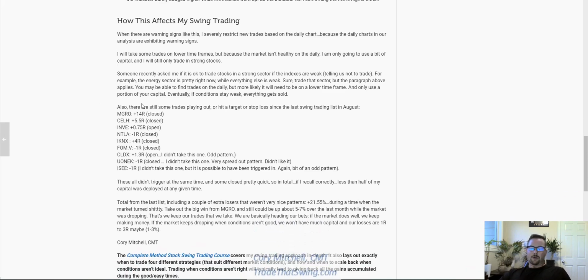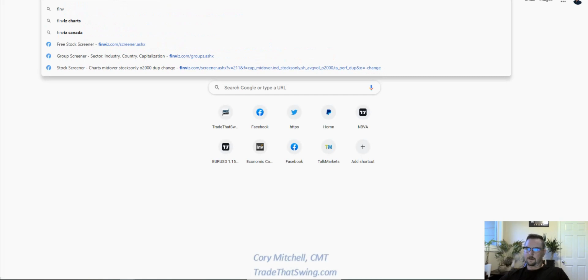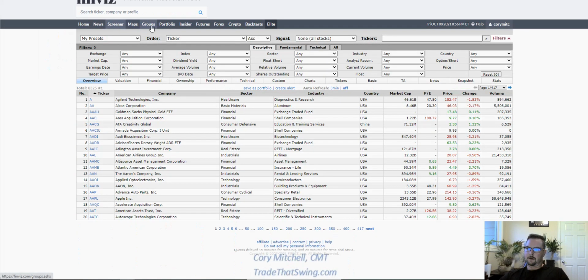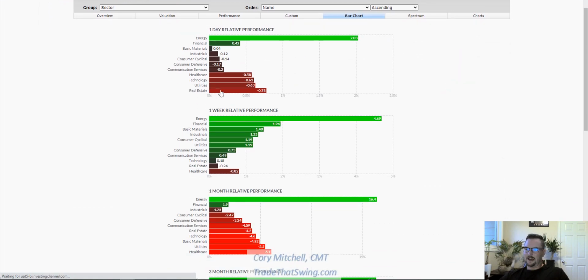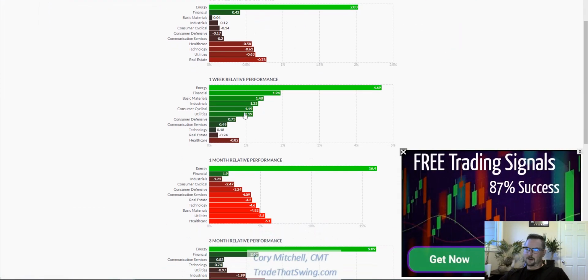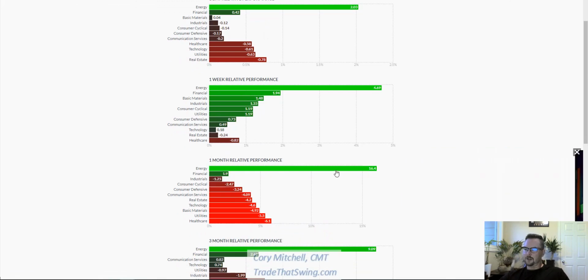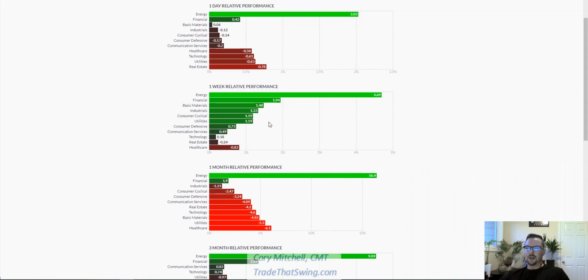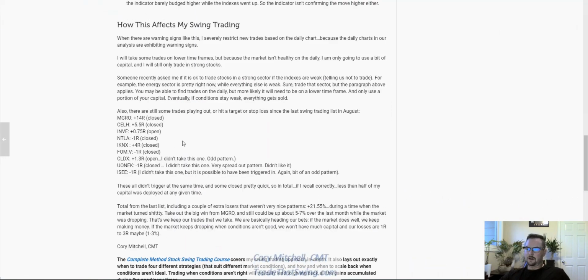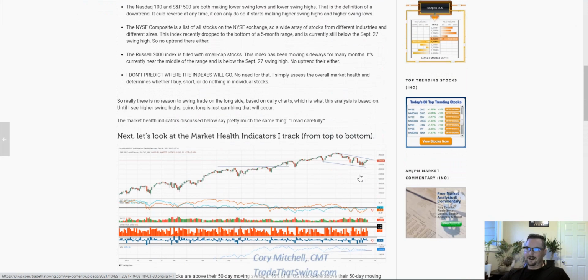And someone also asked me, what about trading a strong sector? Sure, right now energy's looking really good. We can see basically everything down for the most part over the last week. Well, financials a little bit, but over the last month, everything's pretty much down. Energy, the only thing that's up and doing really well. So yeah, while things are not looking so good on the overall front for the indexes, there is one sector that's holding up pretty good.